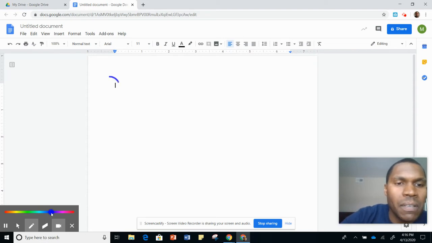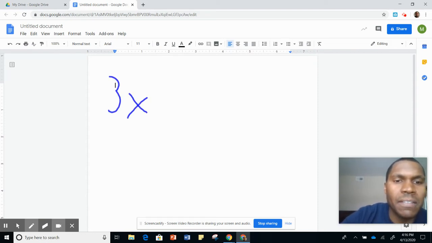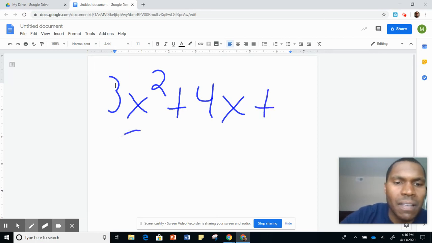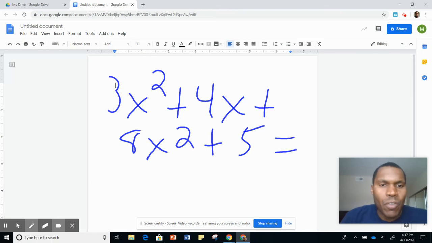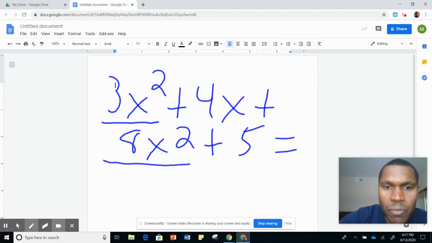First example is going to be, say we have 3x squared plus 4x plus 8x squared plus 5 equals. All right, so with the simplifying lesson here, you can only add or subtract like terms. So for example, 3x squared, you want to look to see if you have any other x squared. So we have a 3x squared, we have a 4x, then we have an 8x squared. So that has a similar term. So these two we can add.